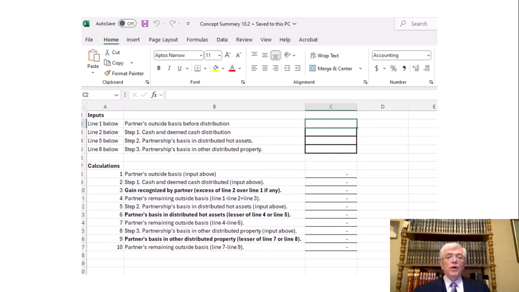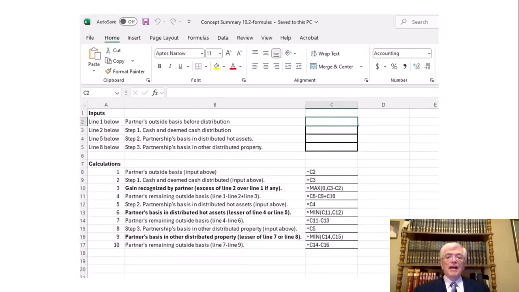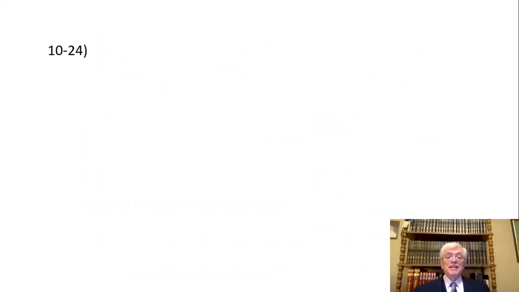For the calculations 1 through 10, those are all formulas. And I also took a picture of the formulas, and there they are. So they're fairly simple formulas. A couple of mins and a max, and everything else is just equals, maybe some addition or subtraction, and that's it. So let's take a look at problem 10-24.